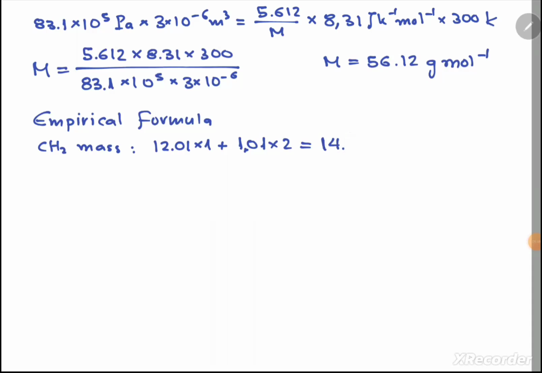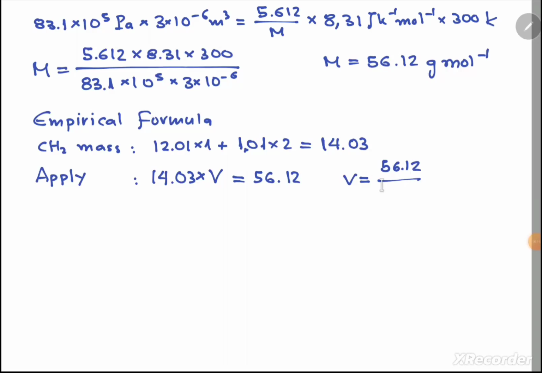14.03. So we have the mass from empirical formula times N is the molar mass we find from the ideal gas equation. So we find the number of N, which is equal with 4. So the molecular formula is carbon 4, hydrogen 8.